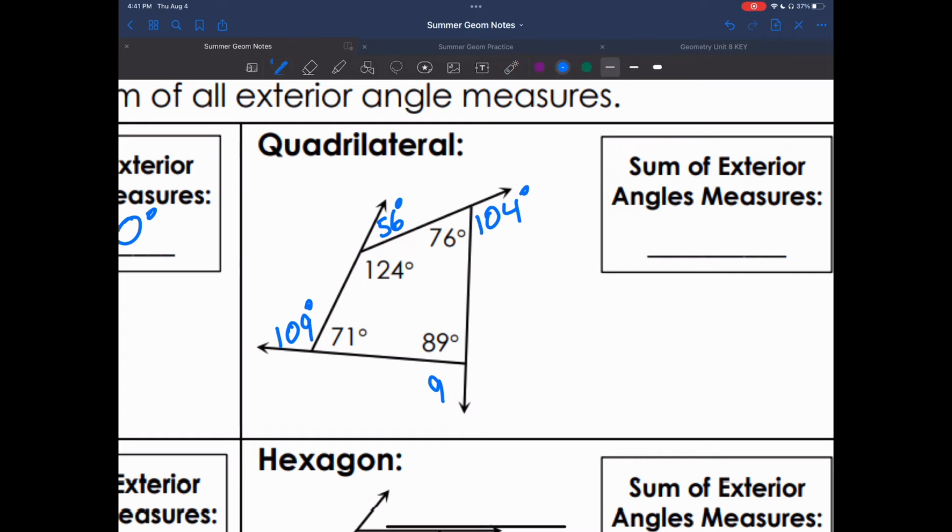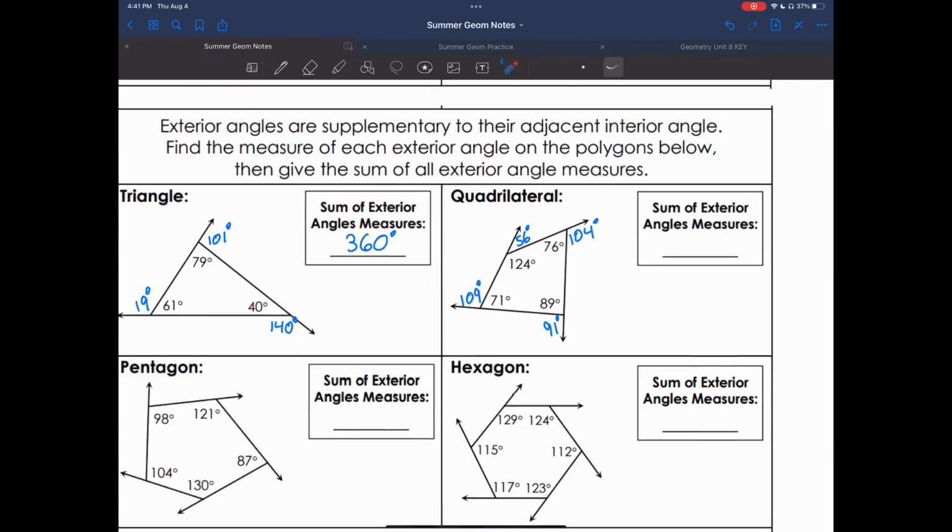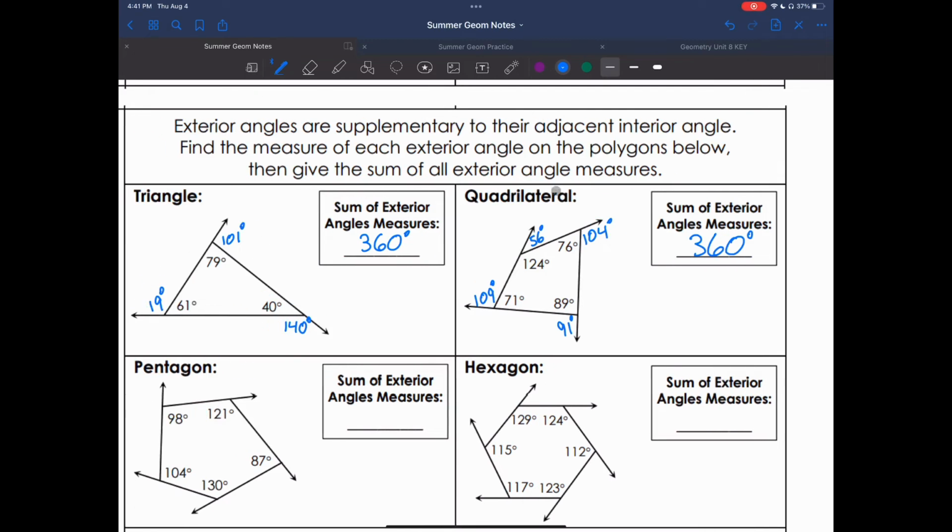All right, once you have all those, add the 4 together. Maybe pause and do it, because I'm going to answer it pretty quickly. And you notice something kind of interesting. If you did it correctly, you should get 360 degrees. Weird. So we know they add to 360 for a triangle and a quadrilateral. Let's see what happens with a pentagon.